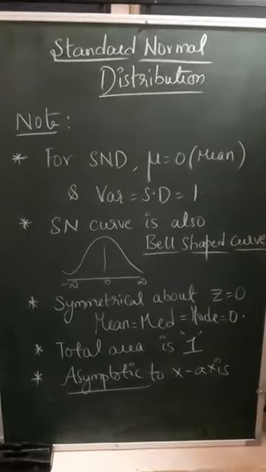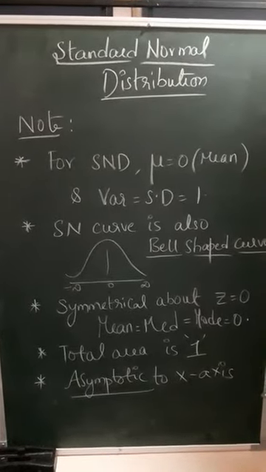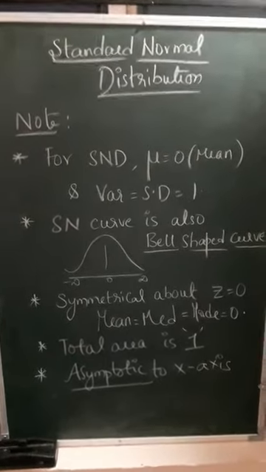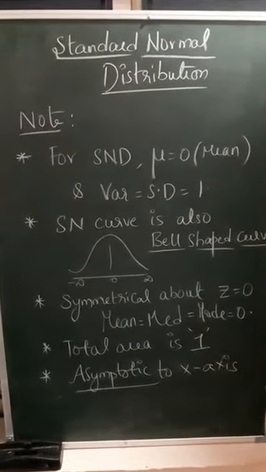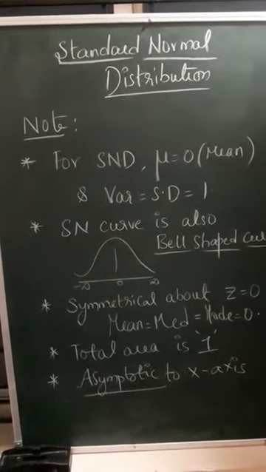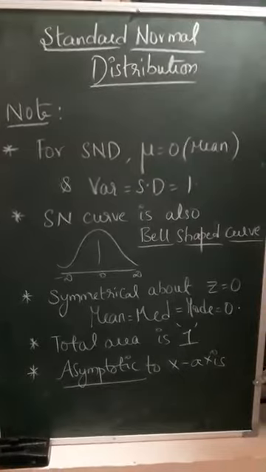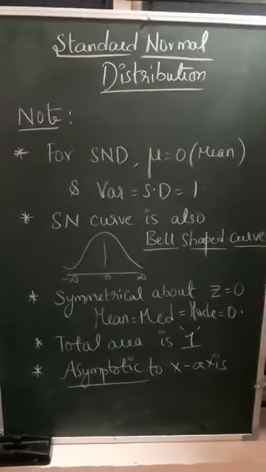And the last one: even this curve is asymptotic to the x-axis. What does asymptotic mean? The curve looks like it is touching the x-axis line, but it never touches. That's why it is called asymptotic.